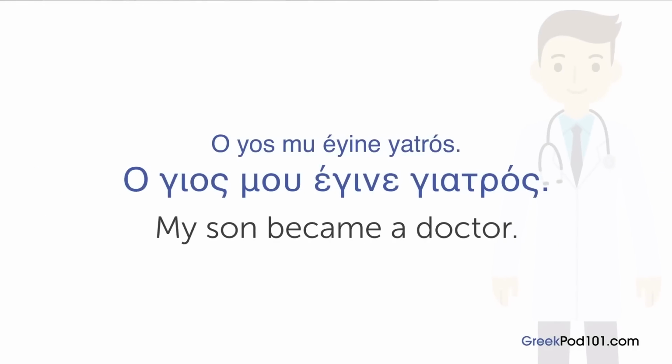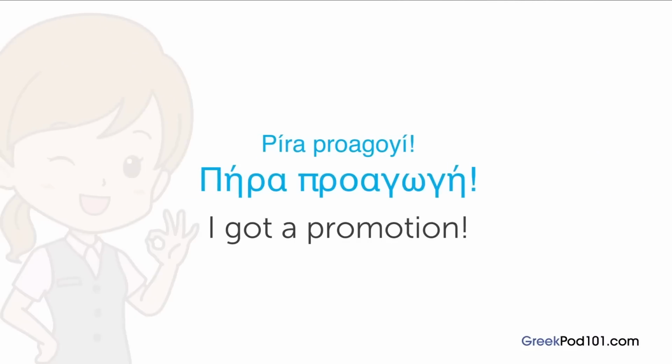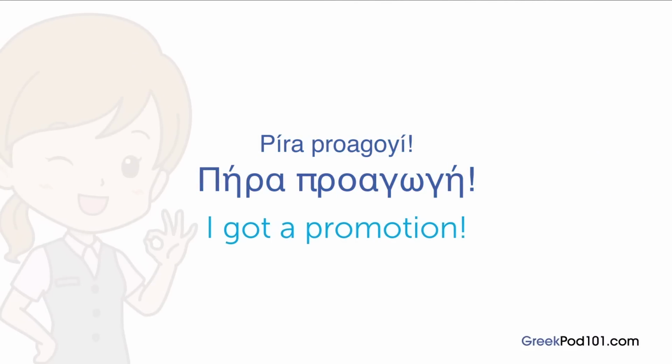Here are some sample sentences. Ο γιος μου έγινε γιατρός. My son became a doctor. Πήρα προαγωγή. I got a promotion. It takes some time to get comfortable with all the uses of articles, as they might be affected by other parts of speech, such as prepositions. But I think the points I mentioned are the most basic and important ones to keep in mind when you are just starting to learn Greek.